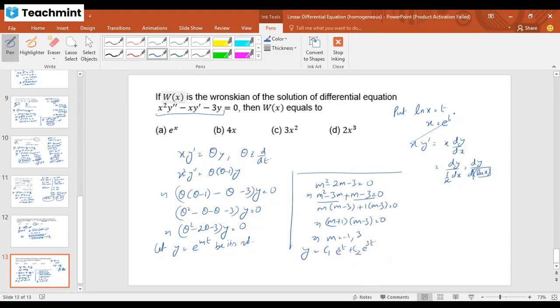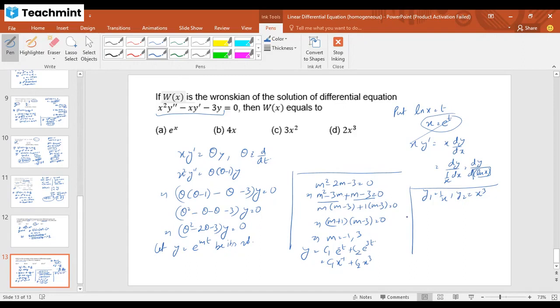Because we have assumed log x equal to t, what is x? x is e power t. So it means the solution is x power minus 1 and x cube. So what are the solutions here? Basically the solutions are 1 upon x and x cube.